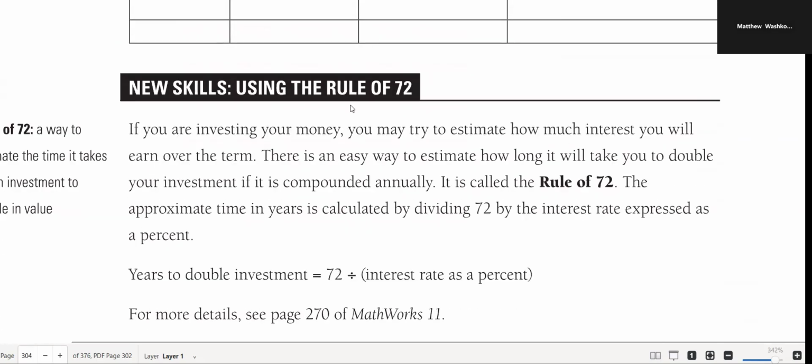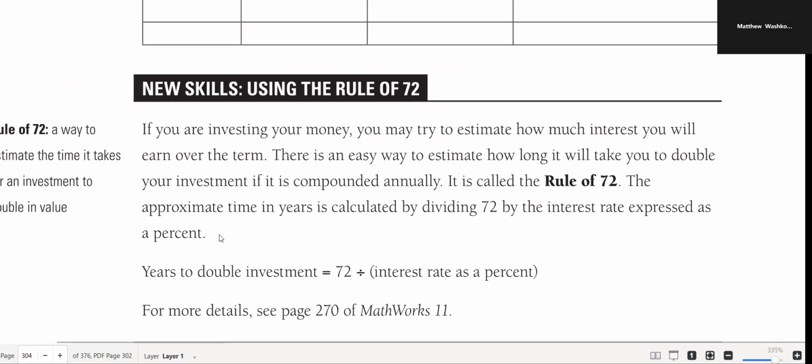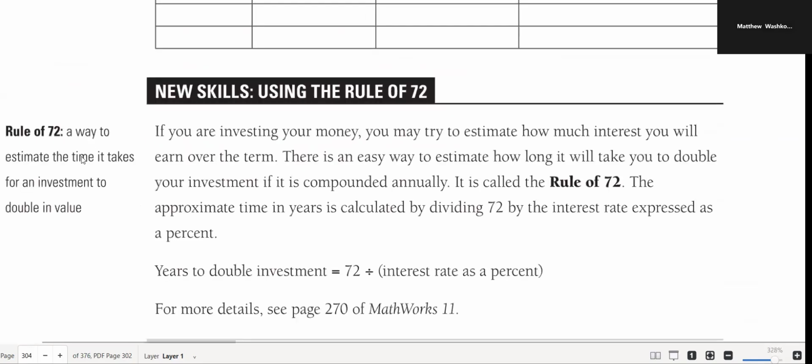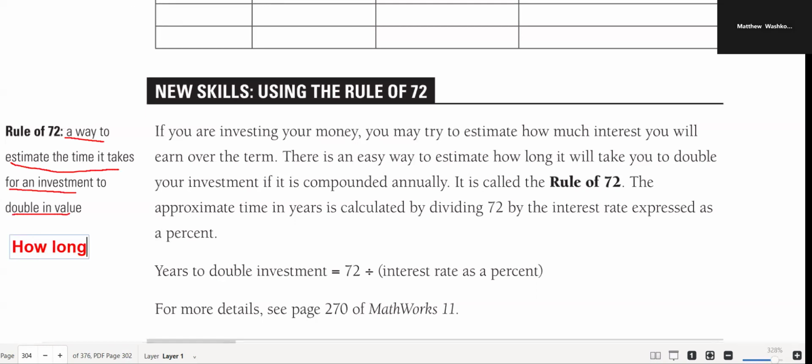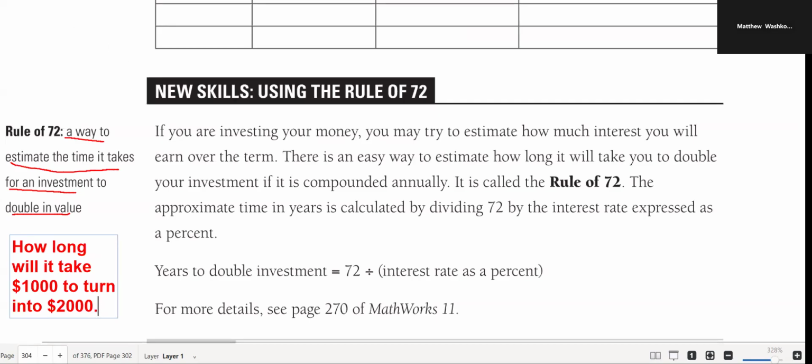Now, one more thing. The rule of 72. It is a way to estimate the time it takes for an investment to double the value. How long will it take $1,000 to turn into $2,000? That's what it does. It figures out that how long part. Could be $1 to $2, could be $1 million to $2 million, could be 5 to 10. It's just doubling the money. How long is it going to take? It's a pretty easy concept here.